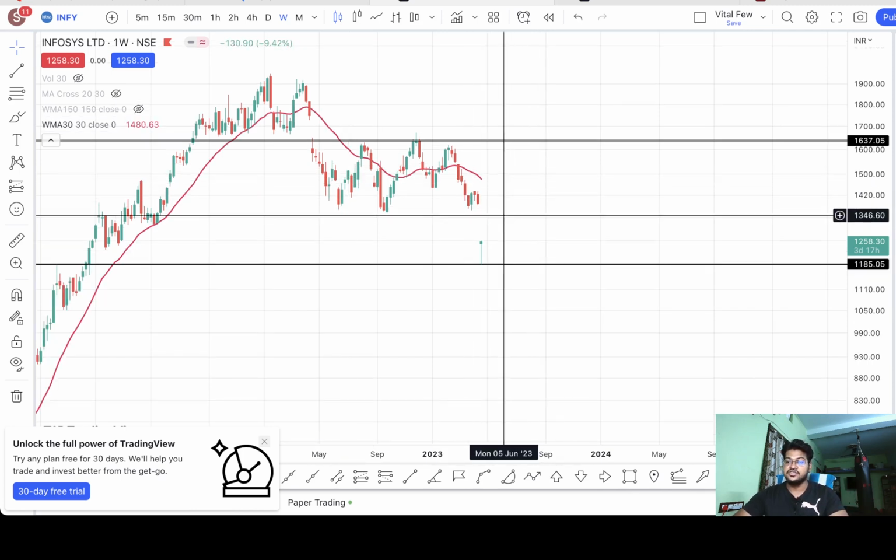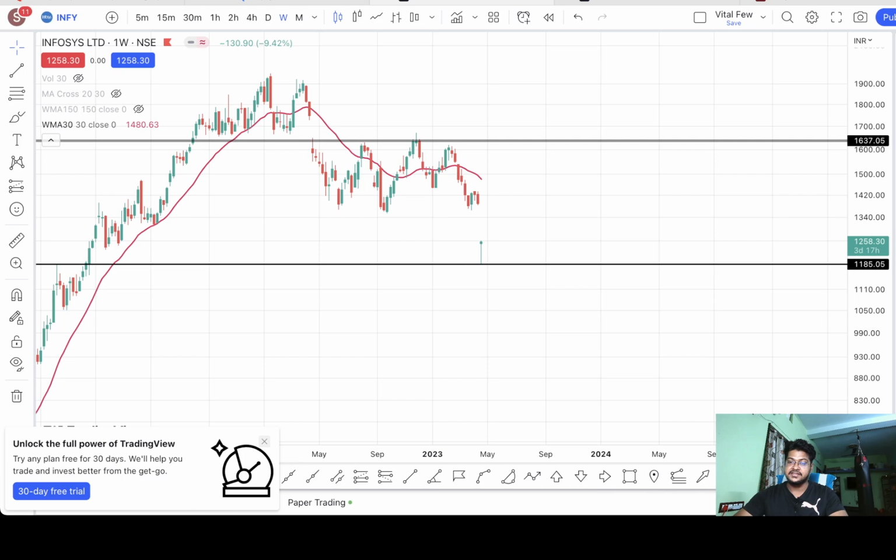It should at least cross the price. The price should cross the moving average, if this moving average is coming like this, and then it starts turning upward and the price takes support of that level, then this will be our point of entry. It will be somewhere around 1250.